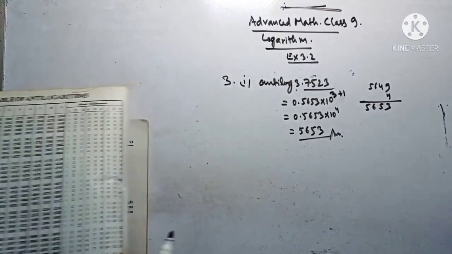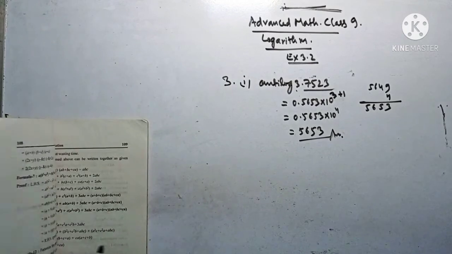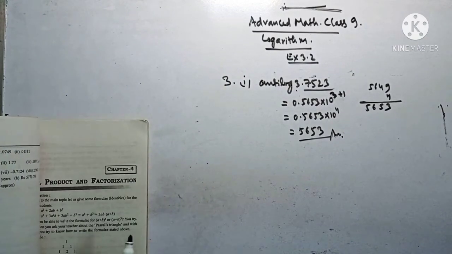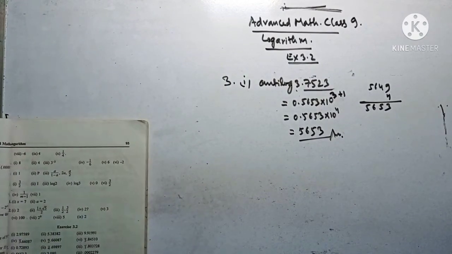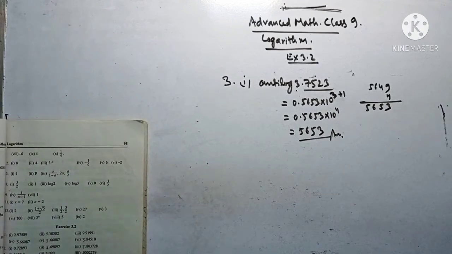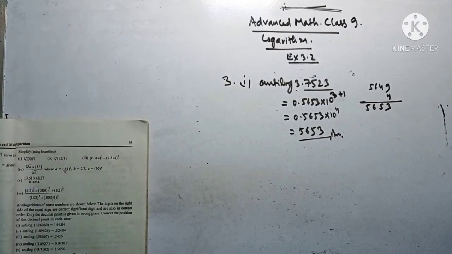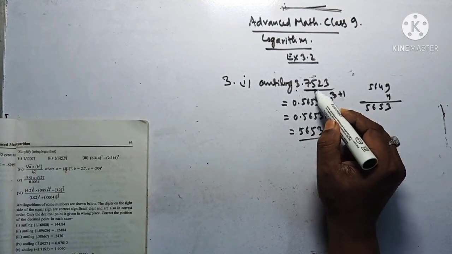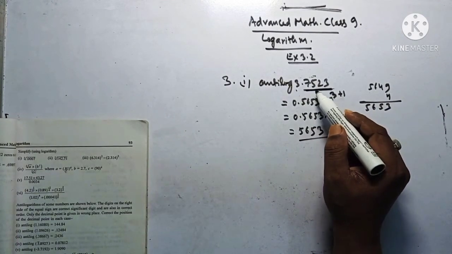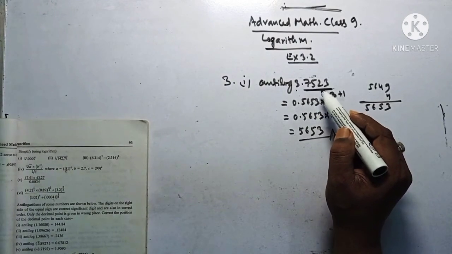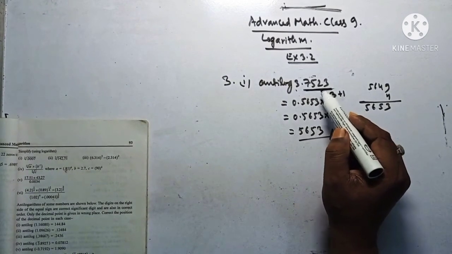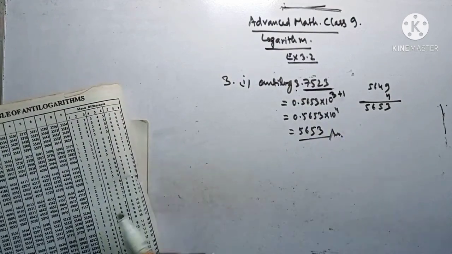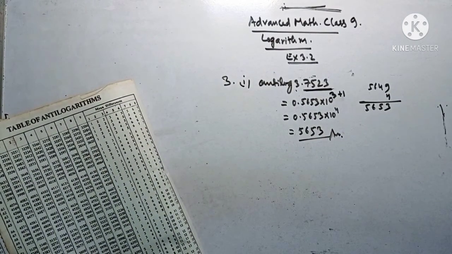Let me check the answer. Your answer, 3 first, 5653. This is your answer. Now again I am telling you, to find antilog, one of the most important points you have to remember: antilog is always considered after the decimal places. So we are going to find the antilog after the decimal places. So 0.75 in the antilog table, 0.752.